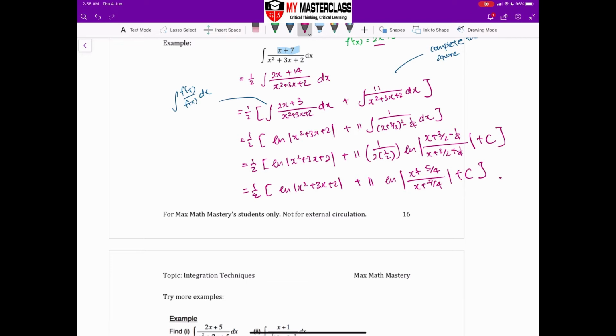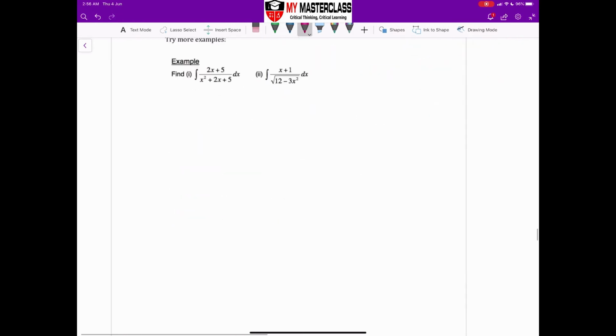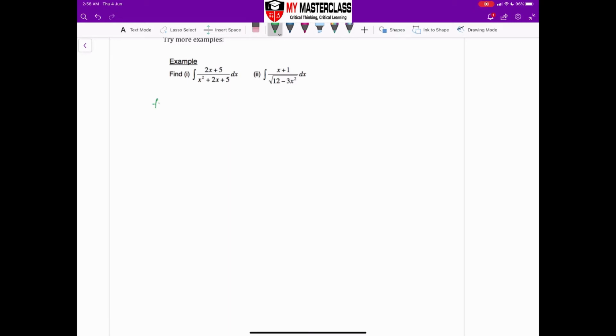I'm going to run through one more example with you so it'll be a lot clearer. This is a slightly tough question, but let me run through example 1 over here. Same thing. The first thing I need to think of is whether I can use my f prime x over fx formula. Immediately I can figure out my fx will be x squared plus 2x plus 5, so my f prime x will then be 2x plus 2.